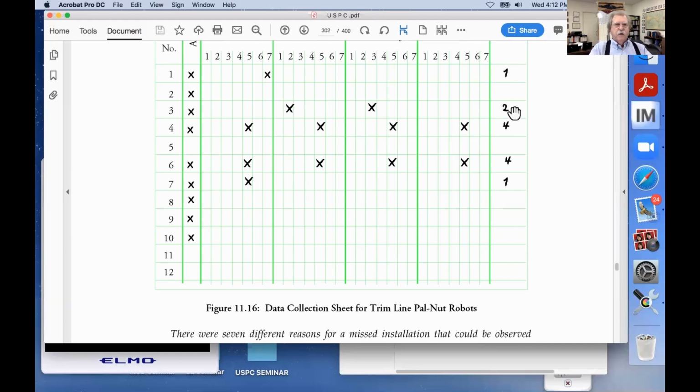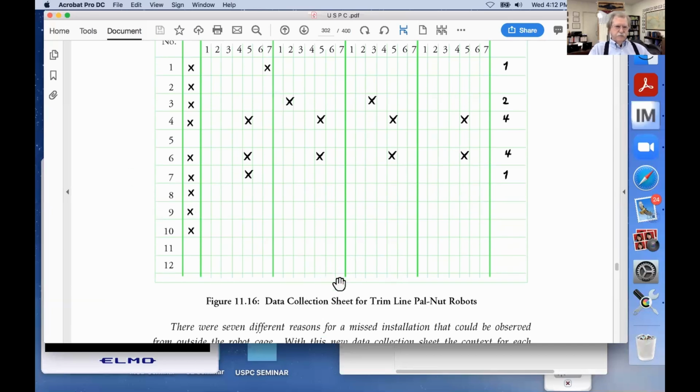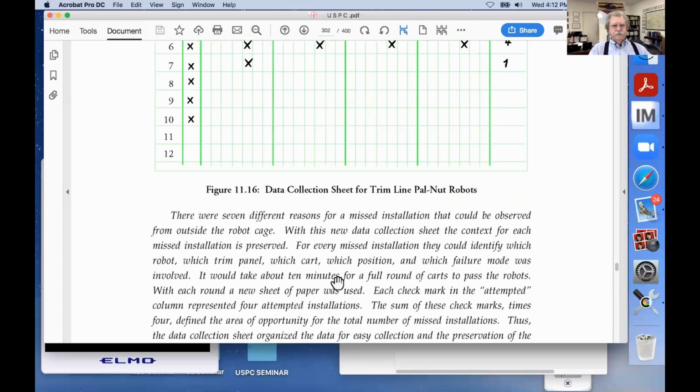That's 2 missed out of 4. Here was 4 successful applications. The quality director, after we collected the data, said, I'm convinced it's the carts. The carts are just not stopping in the right place. I said, let's find out. Compute a percentage missed for each cart. No detectable difference. Wasn't the carts.